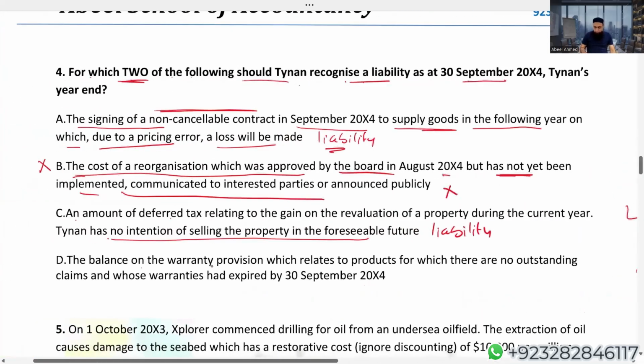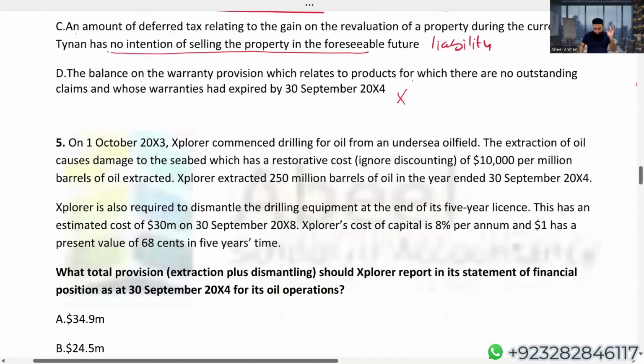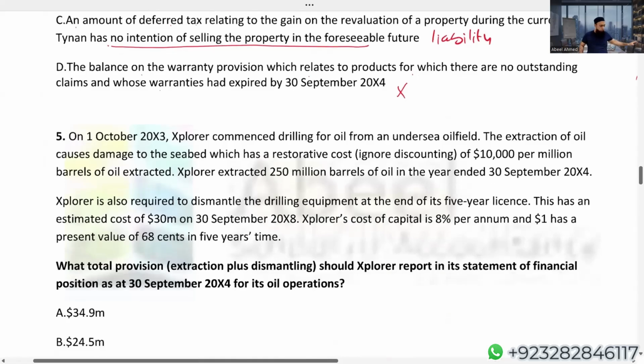The balance on the warranty provision which relates to the product for which there are no outstanding claims and whose warranties have expired. If there's no outstanding claim and warranties have expired, why would I recognize a provision? It's not a liability. So logically, A and C represent the situations where you need to recognize the liability. Let's see the next question.